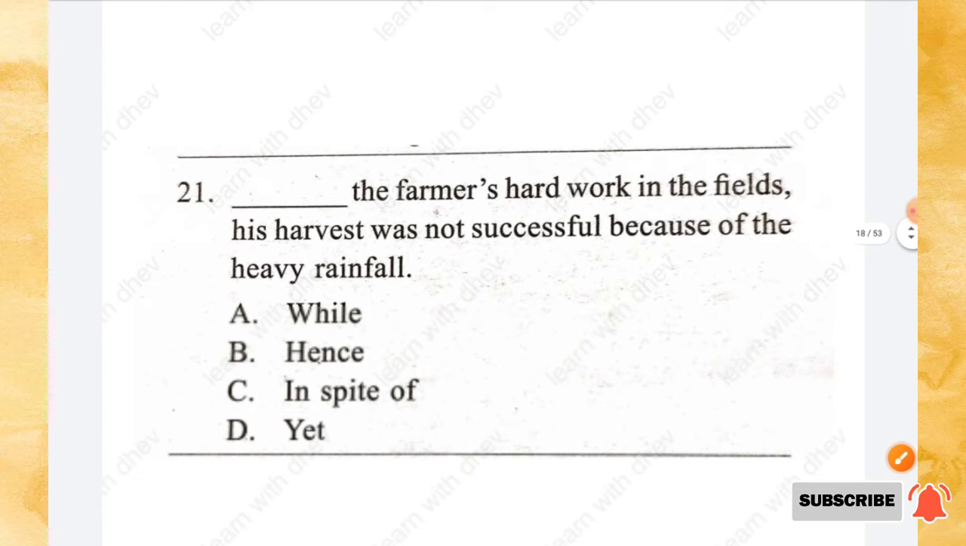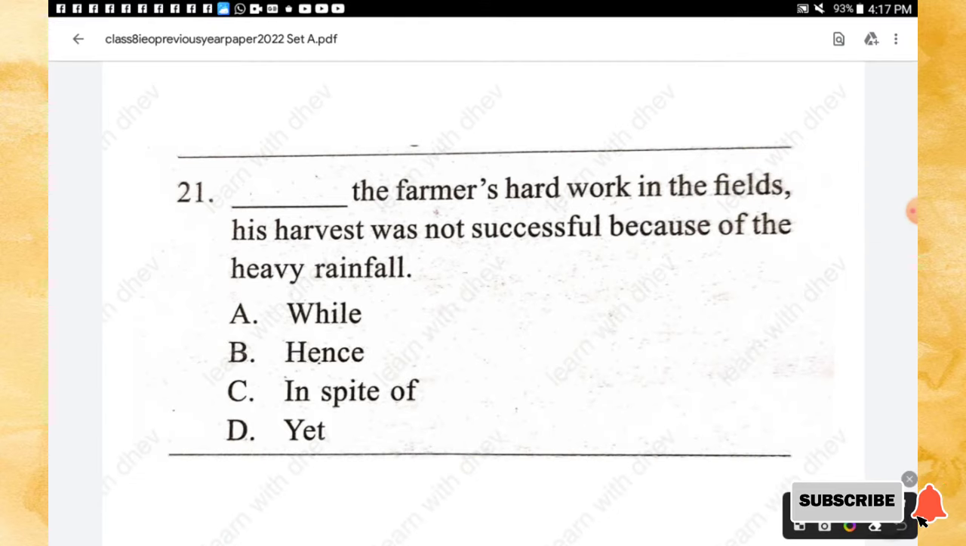Question number 21. To be filled up: "...the farmer's hard work in the fields, his harvest was not successful because of the heavy rainfall." Options are: why, hence, in spite of it. The right answer is option C, in spite of the farmer's hard work in the field. Option C is the right answer.